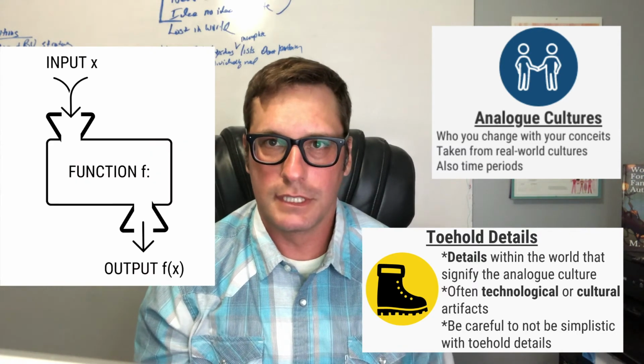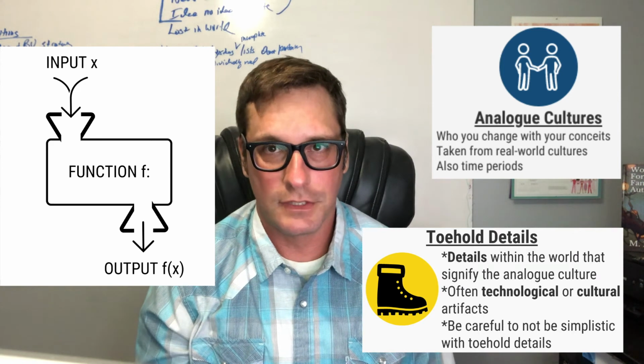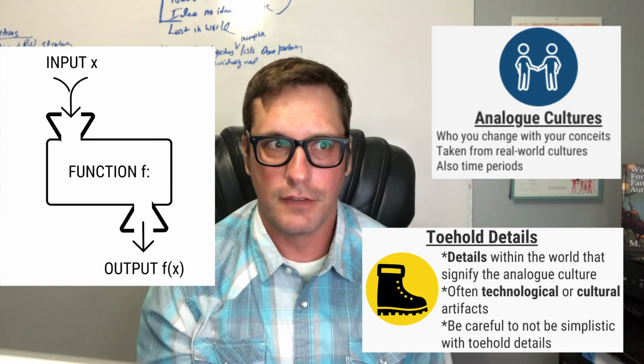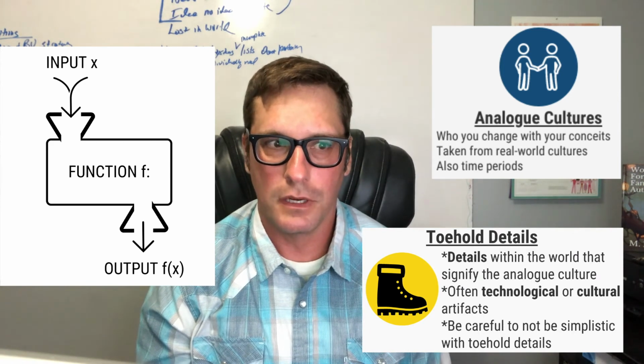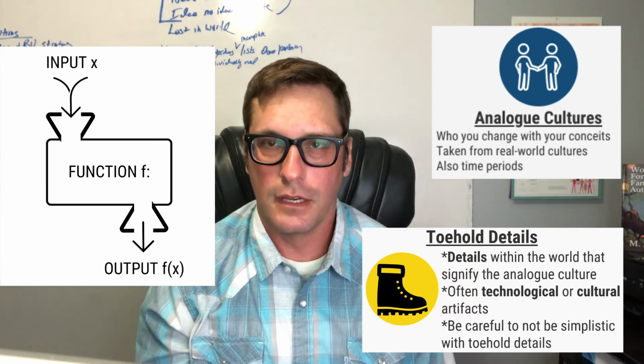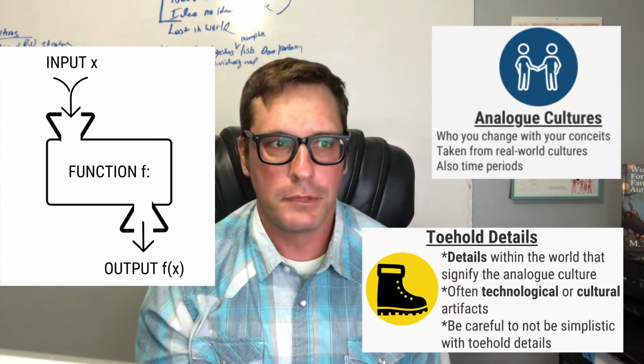We take these toehold details, and pretty much any detail we want, but specifically the toehold details, and push them through that fantasy conceit equation that we made just a while ago. And the new details that come out are what we use to populate our world.